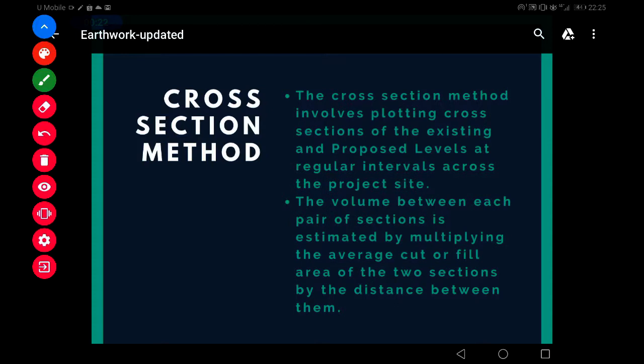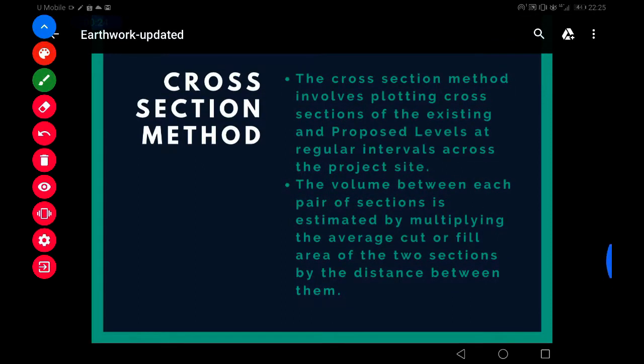This video is for ECM 366 Civil Engineering Quantities and Estimation, and this video is still for the measurement of earthwork. In the previous video we learned the grid method, and for this video we are going to do the cross section method.